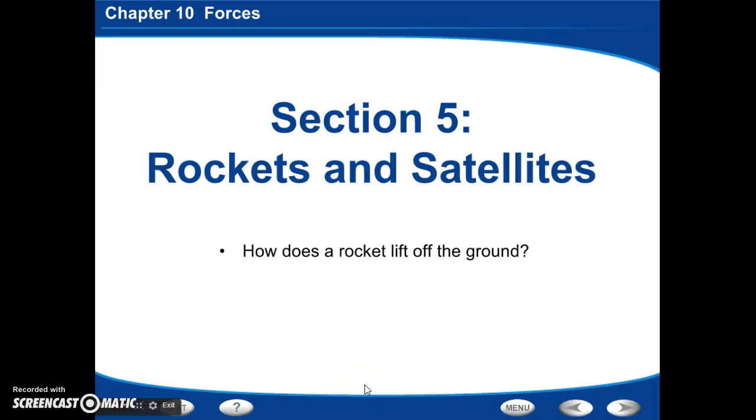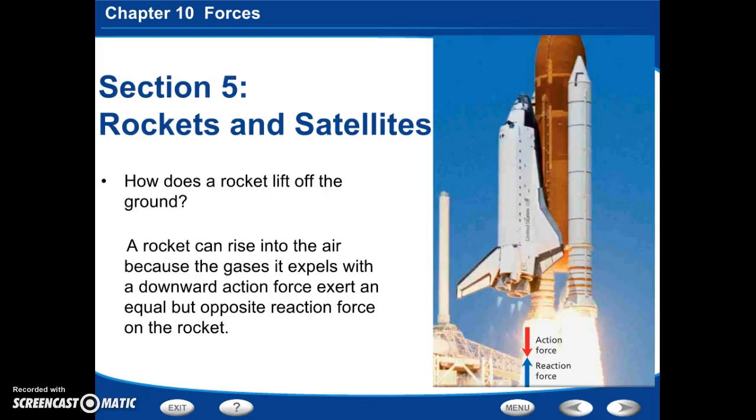Hey guys, this is chapter 10, section 5 on rockets and satellites. And the question is, how does a rocket lift off the ground? Well, we know that there's a force pulling down on everything, which is gravity.